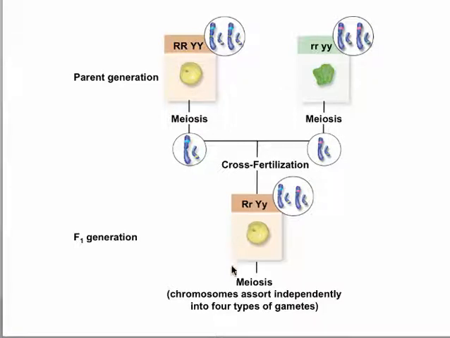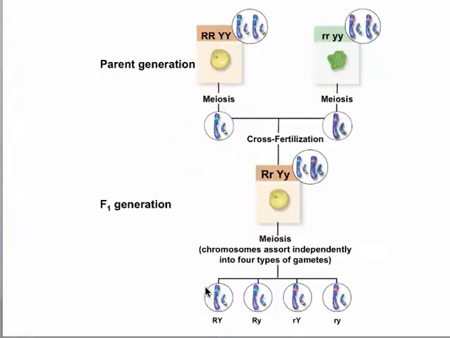Now if the principle of independent assortment is true, that means that this plant will be just as likely to produce gametes that have round and yellow, round and green, wrinkle with yellow, and wrinkle with green. That is what independent assortment means. If independent assortment did not exist, then the gametes that this plant produces would look just like the gametes that its parents produced. But that is not the case.